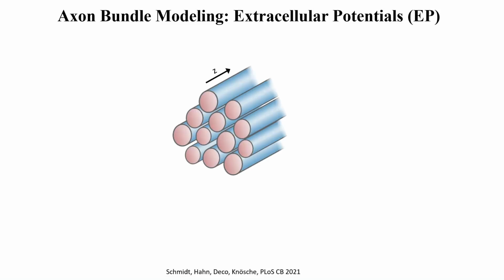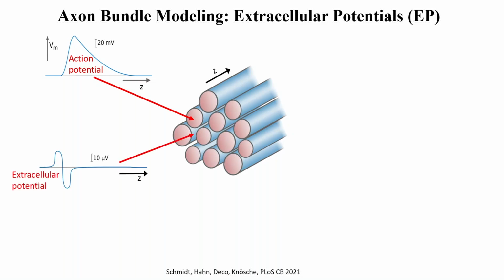So if you have a bundle, and one of these axons has an action potential, then we would measure an extracellular potential in between the axons, which causes a perturbation potential in other axons. However, if you look at the magnitude, it's very small, so it shouldn't influence other axons much.